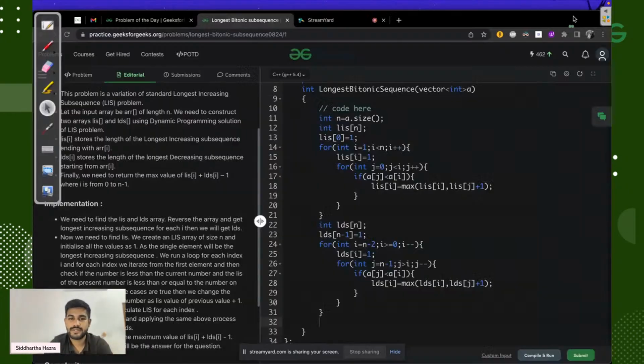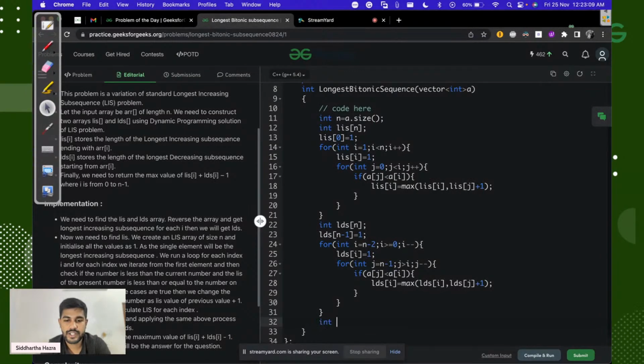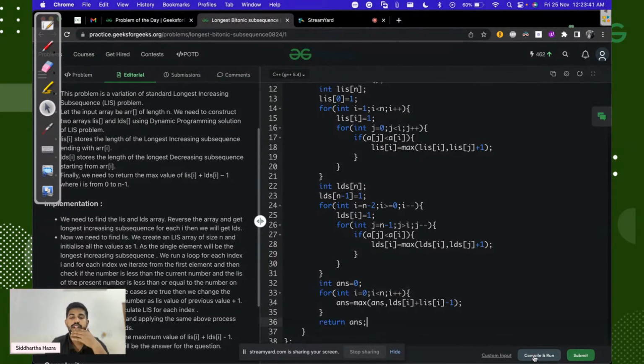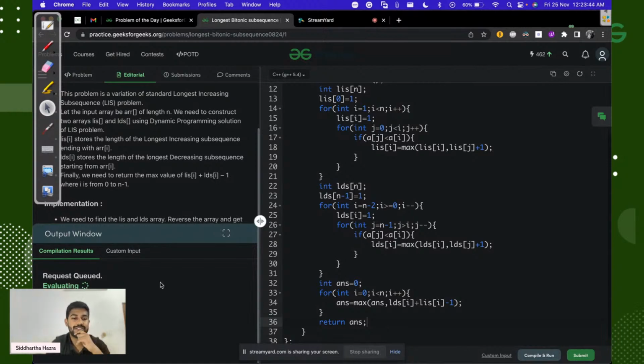So we would initialize answer equal to 0. Then for int i equal to 0, i less than n, i plus plus, answer is equal to max of answer, comma, LDS of i plus LIS of i minus 1. And then we would return the answer. Now just compile and run and see how many errors we make.